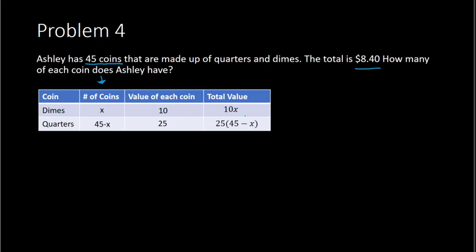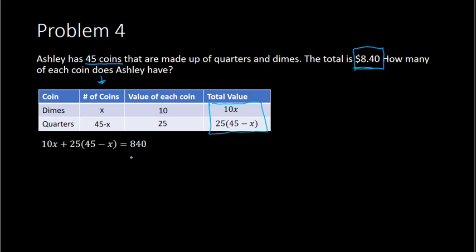But to get my equation, I take this total value column right here, and I know that if I add these totals together, the value of the dimes plus the value of the quarters, the total value is going to be $8.40. So my equation is 10x plus 25 times 45 minus x. That's equal to $8.40, which is 840 cents. So this here is my equation.